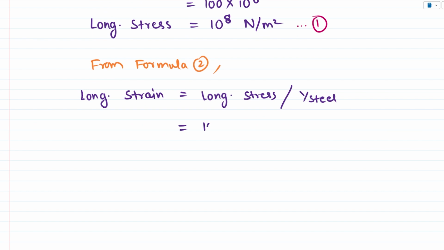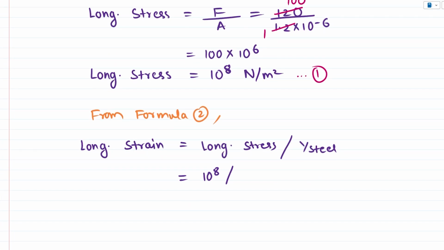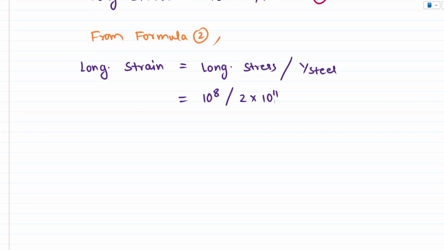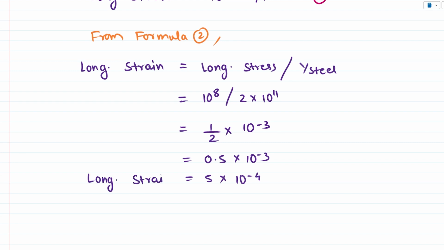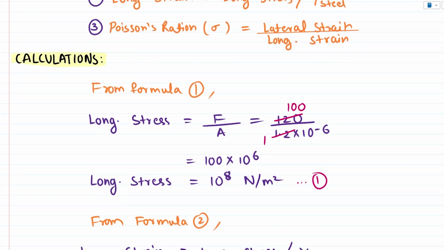From 1 we get the value of stress as 10 raised to 8, and from the given we get the value of Young's modulus, that is Y of steel, as 2 into 10 raised to 11. So let me write 2 into 10 raised to 11. So 10 raised to 8 divided by 2 into 10 raised to 11 can be written as 1 by 2 into 10 raised to 8 divided by 10 raised to 11, which should be 10 raised to minus 3. So this gives us 0.5 into 10 raised to minus 3, which further gets as 5 into 10 raised to minus 4. So this is the simplified value of our longitudinal strain in our wire. And let me mark this as equation number 2, because we'll be using this value of calculated longitudinal strain to substitute it into the formula for Poisson's ratio to get the required Poisson's ratio.